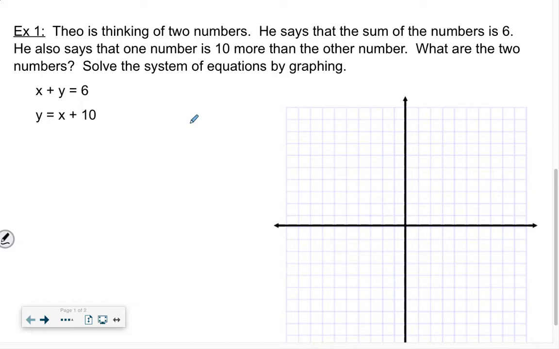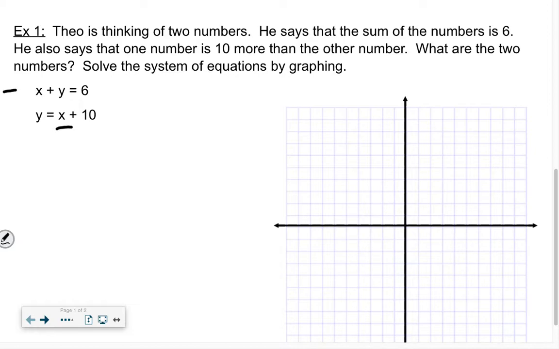So Theo is thinking of two numbers. He says that the sum of the two numbers is going to be 6. So there's our first equation: number x plus number y is going to get us a total of 6. He also says that one number is going to be 10 more than the other. So we take one number and add 10 to it to generate our next number. We want to know what the two numbers are that he's thinking of. And we're going to solve the system of equations by graphing them.